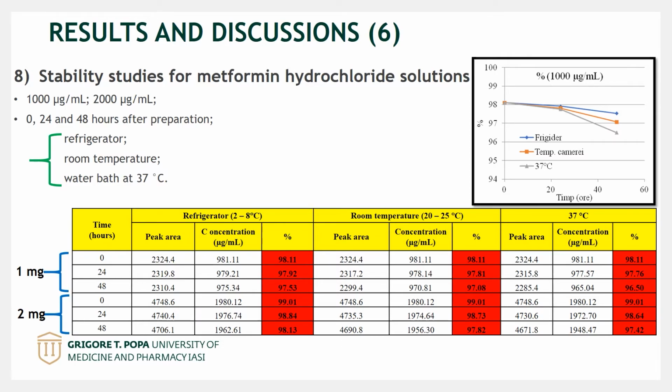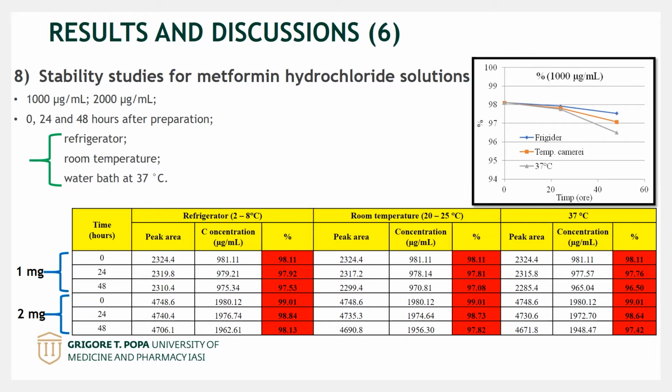Analyzing the data, it is found that metformin hydrochloride solutions are stable for a period of 24 hours after preparation, but the percentage content decreases after 48 hours after preparation. The solutions kept in the refrigerator have the best stability, and as the storage temperature increases, the stability decreases.